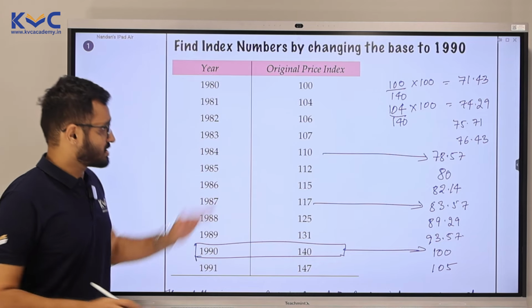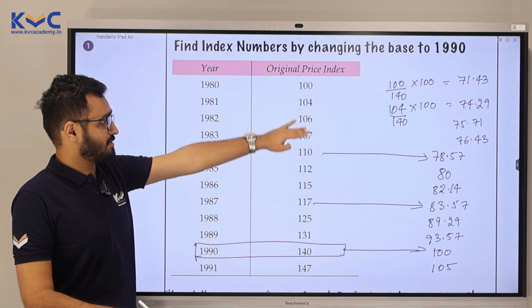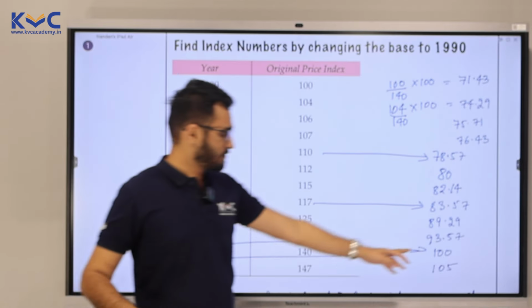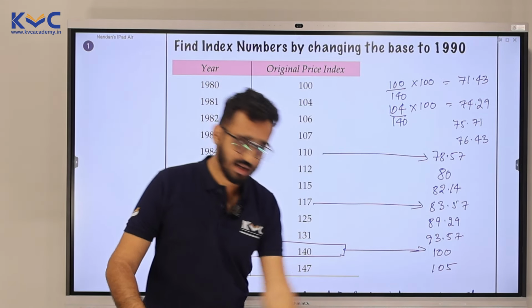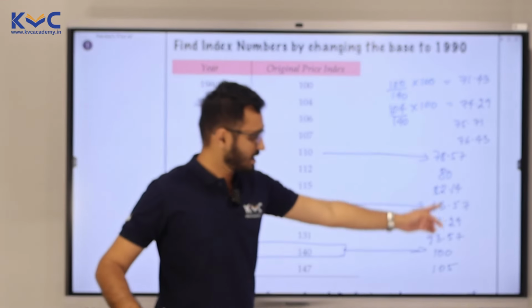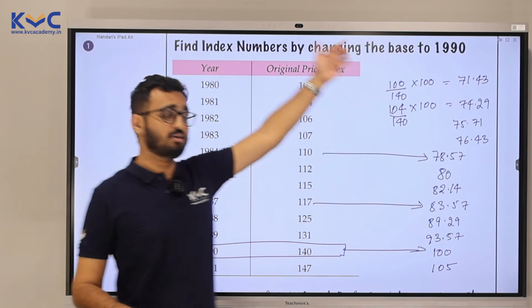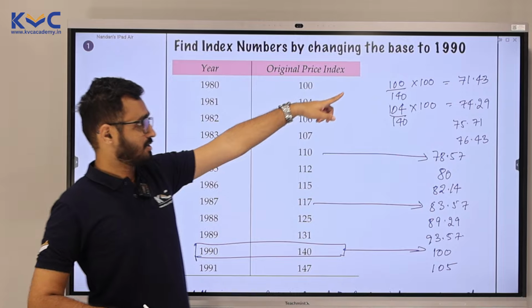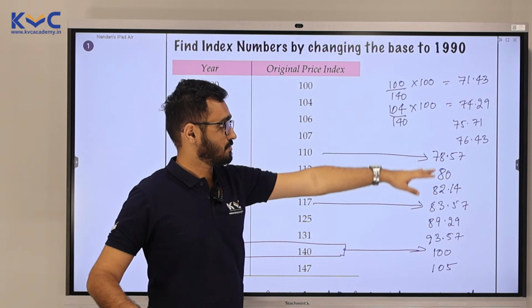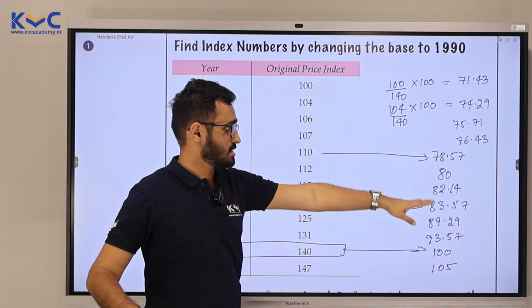Are you getting the logic? Here we started from 100 and went on increasing based on the years. Here, 140 will be the 100, so from here the index numbers will go from 100 and onwards. Accordingly, the earlier ones will adjust to a value less than 100, because 140 becomes the new 100. So all the values will adjust and sit starting from 71, 74, 75, 76, 80, 83, 89, 93, 100, 105. Are you understanding?